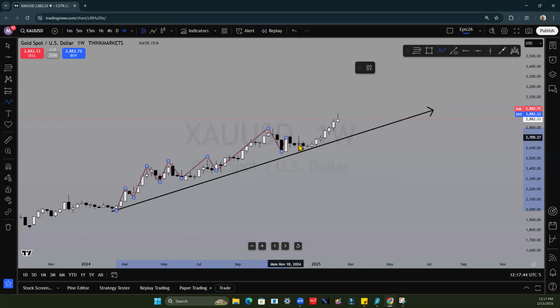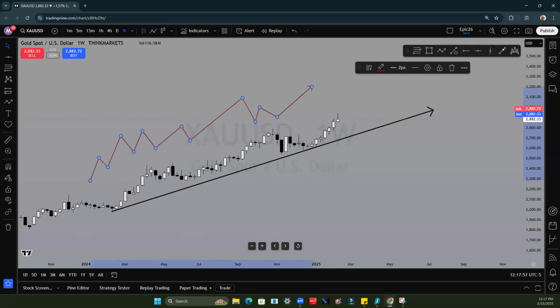So that's how you know that we're in an uptrend, because this high is higher than its previous high. And that's how you know that you're in an uptrend. Okay, so that's your uptrend right there.